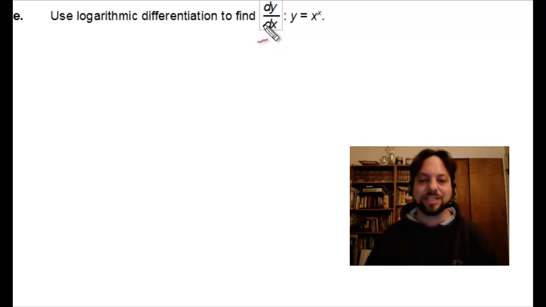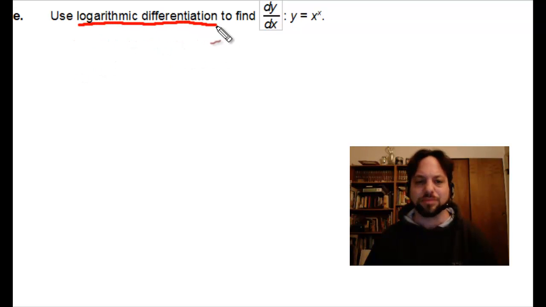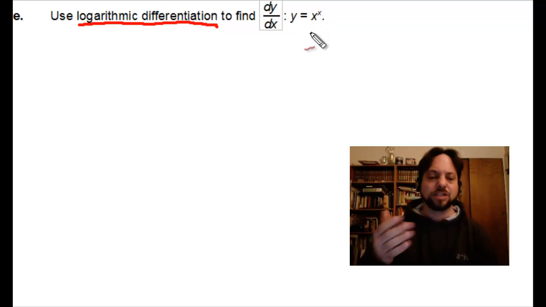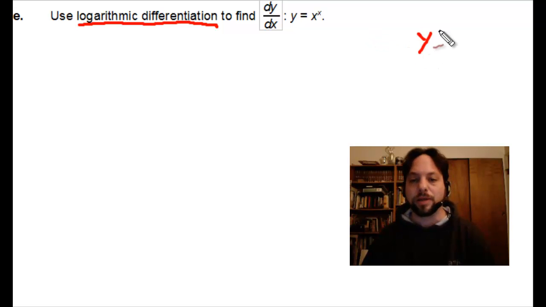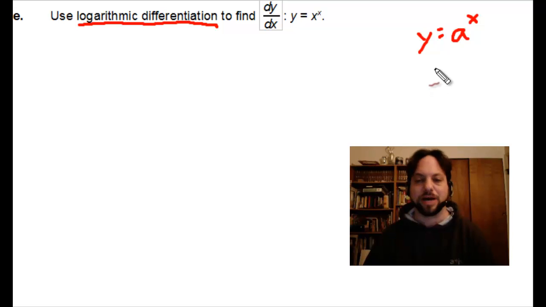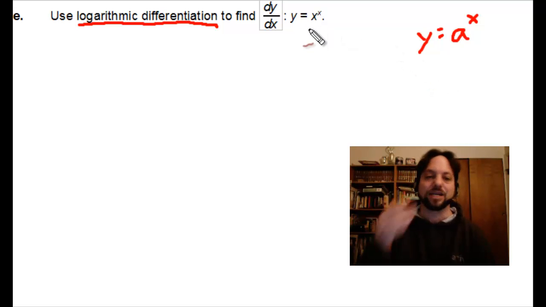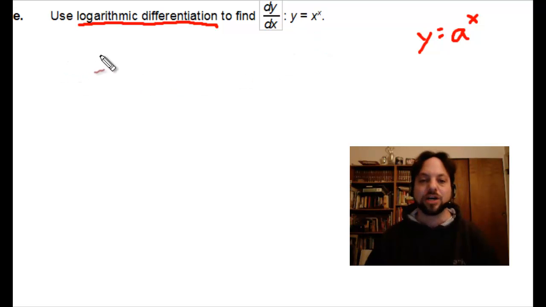Let's go ahead and find dy dx of this function. Of course, logarithmic differentiation, that's the big clue here, that we really can't use the differentiation rules that we learned earlier this lesson, because those only apply when we have y equals some constant to the x power. Here, we do not have a constant to the x power, we have x to the x power. But using logarithms, I think, will help us greatly in this endeavor.